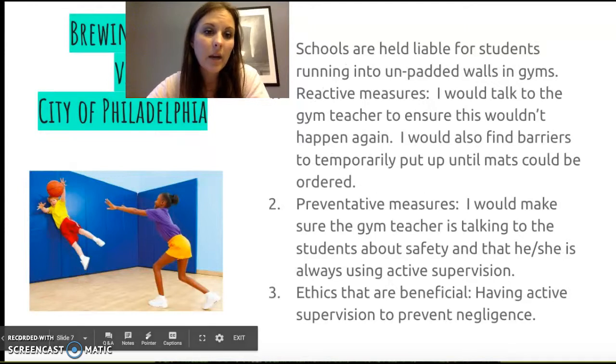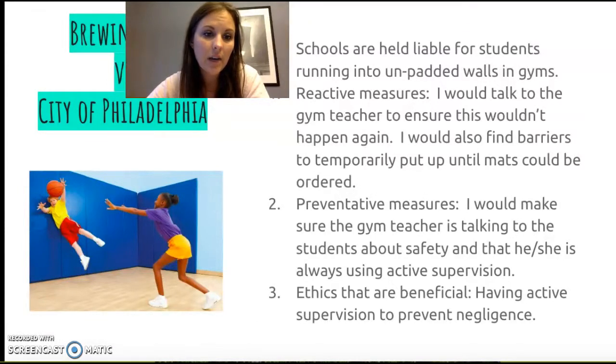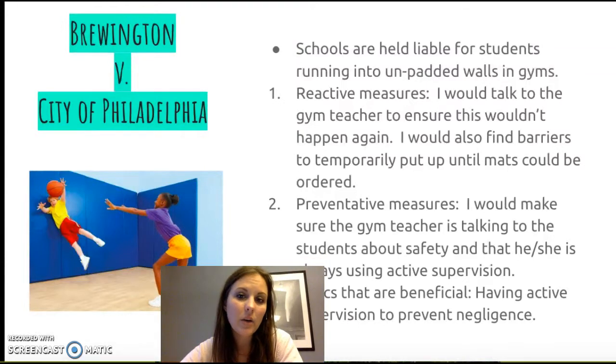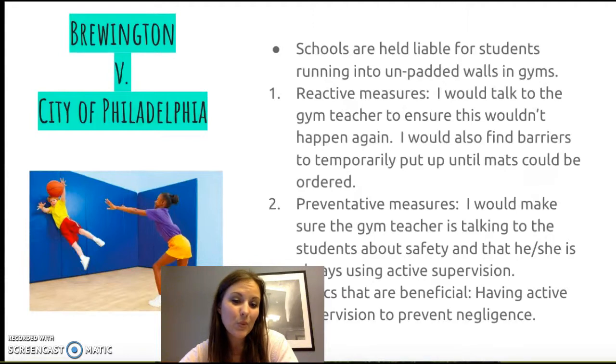The next one I'm going to talk about is Burrington versus City of Philadelphia. So in this one a student was running in the gym, and he hit the concrete wall in the school gym that was unpadded. So the parents took him to court, and the school was held liable for students running into unpadded walls in the gym. This was one that was surprising to me because I wouldn't think that school would be responsible for that.